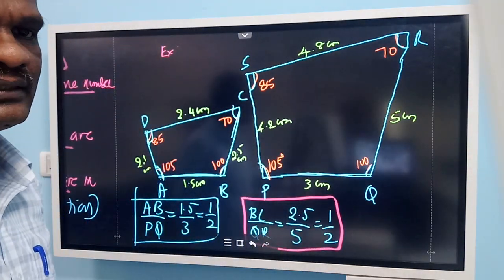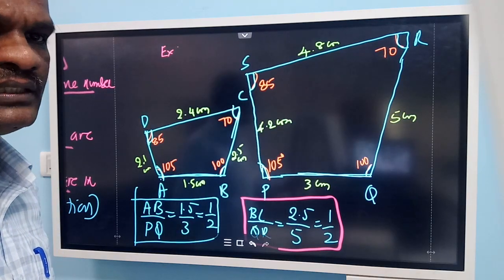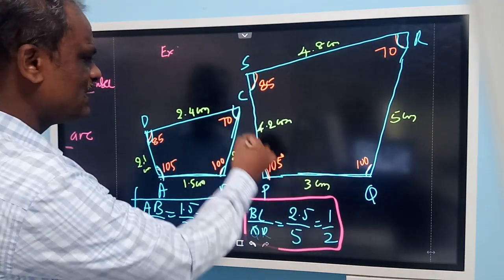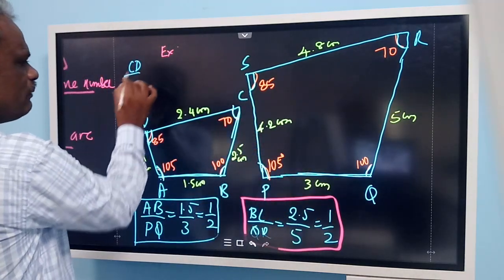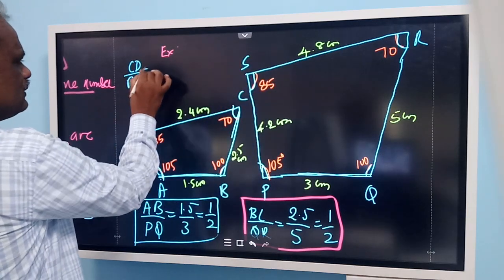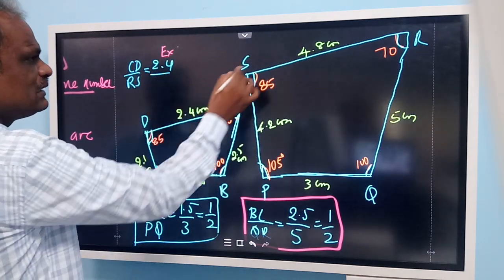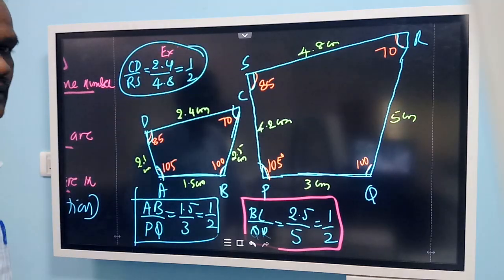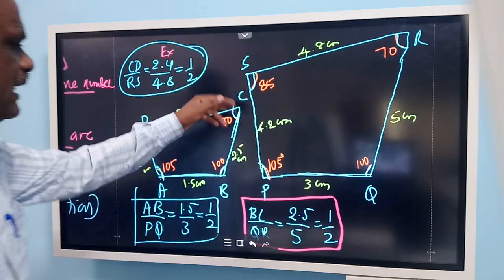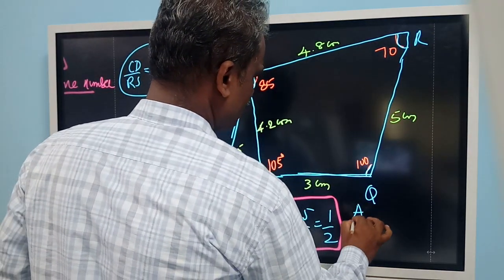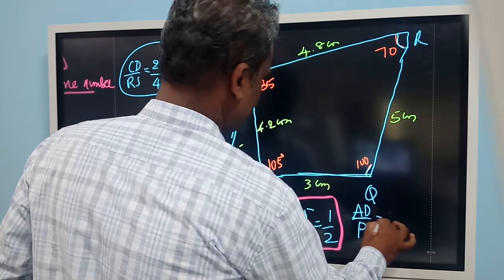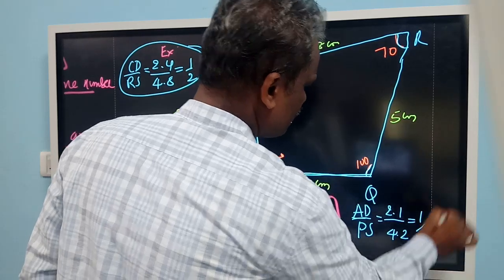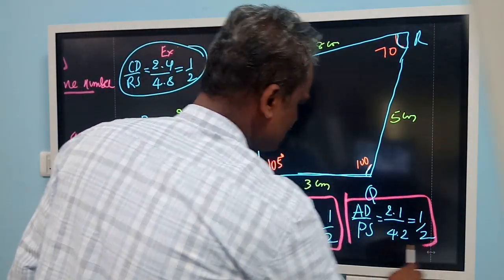If you check two sides, it is not enough. You have to check all the sides. So now I will take another pair of sides. AB and BC are over, let us take CD by RS. CD here is 2.4, RS here is 4.8. If you divide, again it is 1 by 2. And the last pair which is left out, AD by PS. AD here is 2.1 by PS here 4.2, it is 1 by 2. Again, all four sides are in the same ratio.